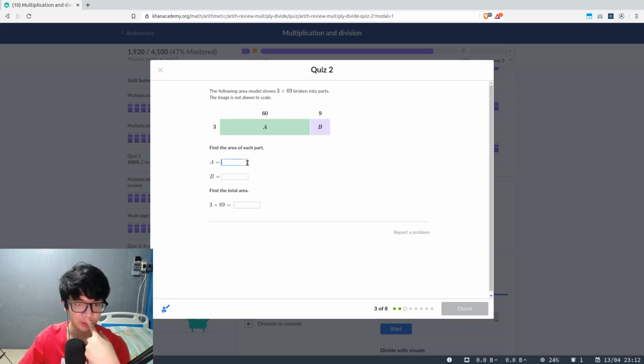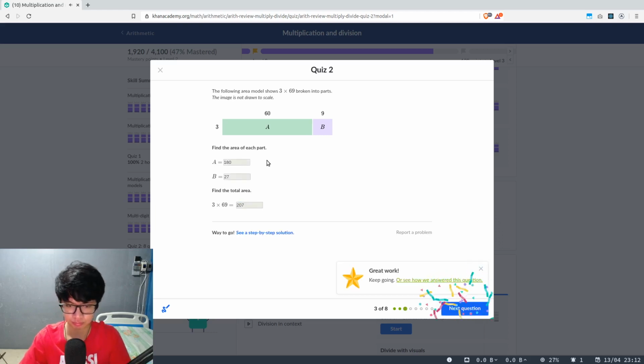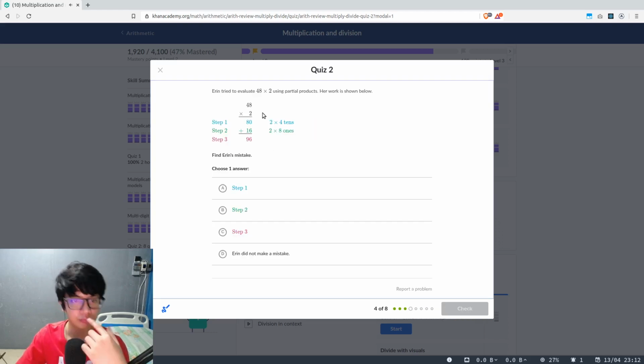Find the area of each part. Find Aaron's mistake. Okay. Oh shit, he made it. Okay, 4 tenths, 2 times 4 tenths. That's correct. 2 times 8 ones, 16, 96. You did not make a mistake.